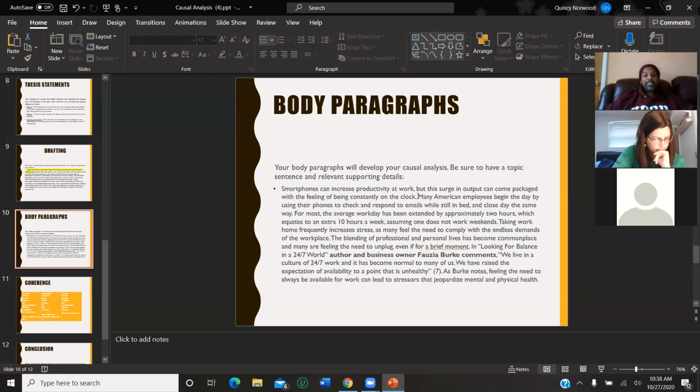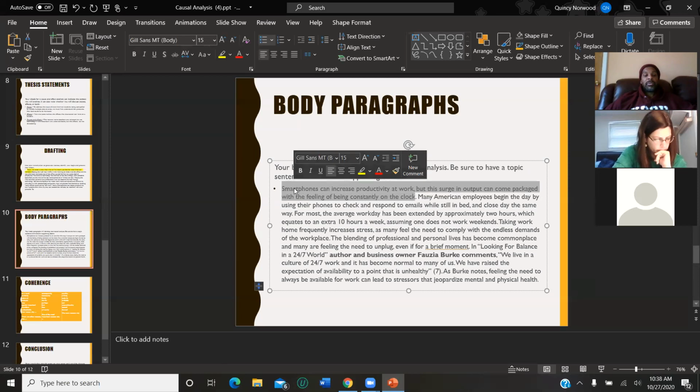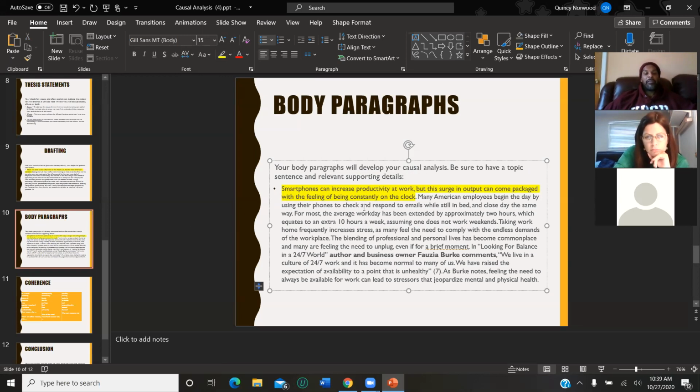So here's our topic sentence. Smartphones can increase productivity at work, but this surge in output can come packaged with the feeling of constantly being on the clock. Okay. In other words, our smart technologies can make us feel like we're constantly at work. All right. And here's our topic sentence. Now we just need to flesh it out.